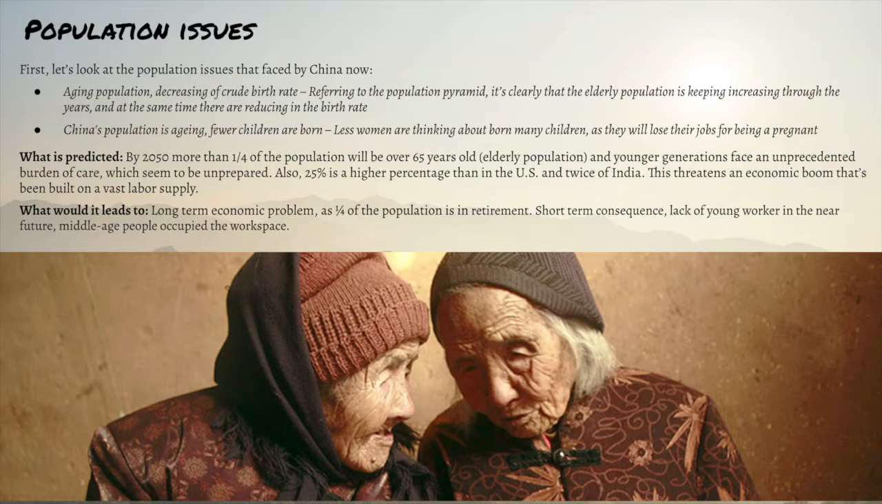What is predicted? By 2050, more than a quarter of the population will be over 65 years old, and the younger generation will face an unprecedented burden of care, for which they seem unprepared. Also, a quarter is a higher percentage than in the US and twice that of India. This threatens an economic boom that has been built on a vast labor supply.